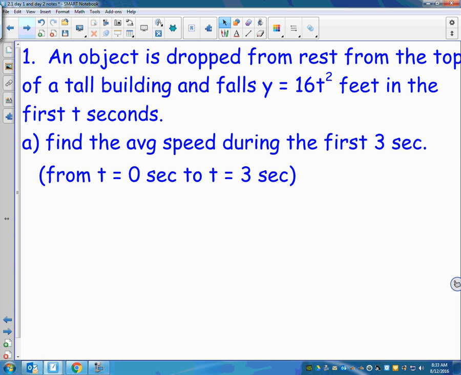There's only 2 problems on the notes today. Does that scare you? Only 2 problems.